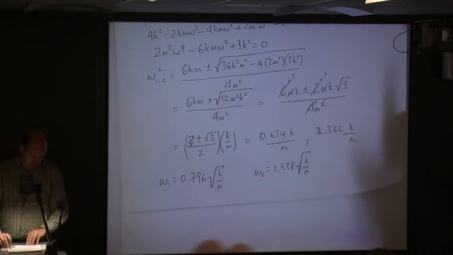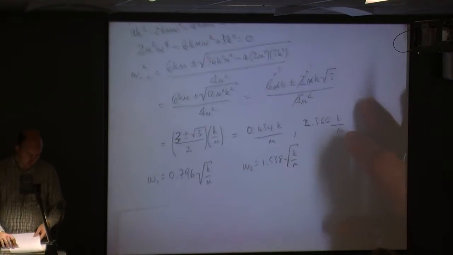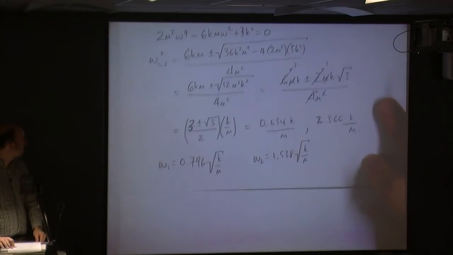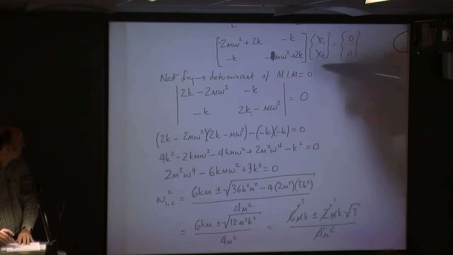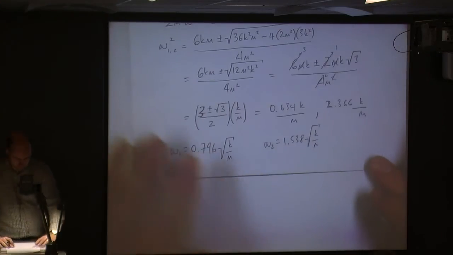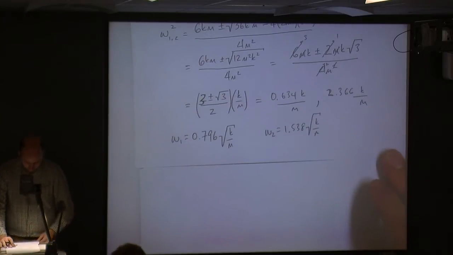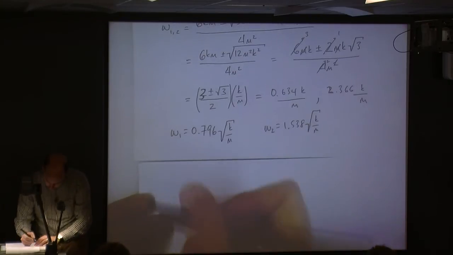So that's the natural frequencies. To find the mode shapes, we go back up to this equation, okay? We divide both sides by x1. And so you end up with mode shapes.